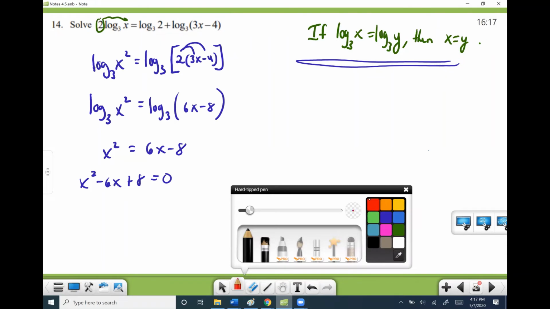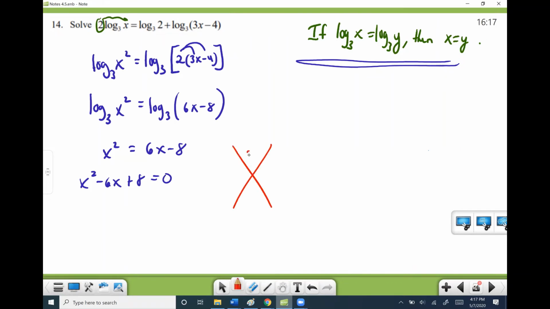What do you guys think? Factors of 8 that add up to -6? Nice. Okay. So it's going to be x minus 2 and x minus 4. So x equals 2, x equals 4, maybe. You got to check these, right?